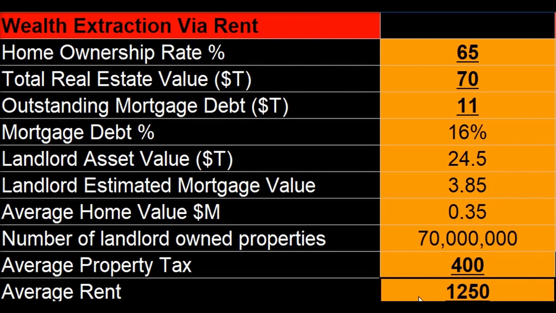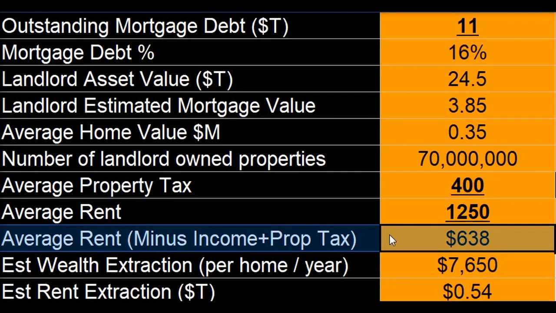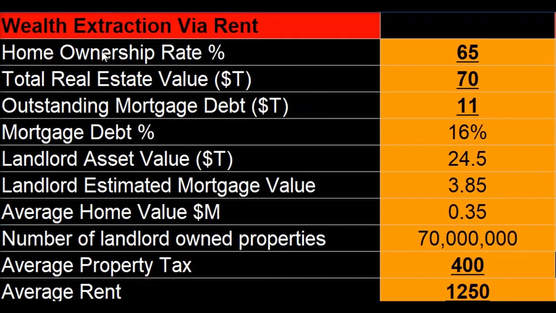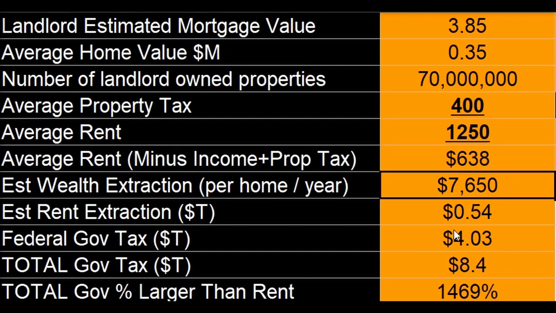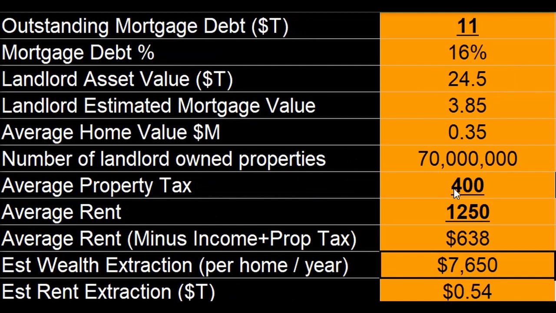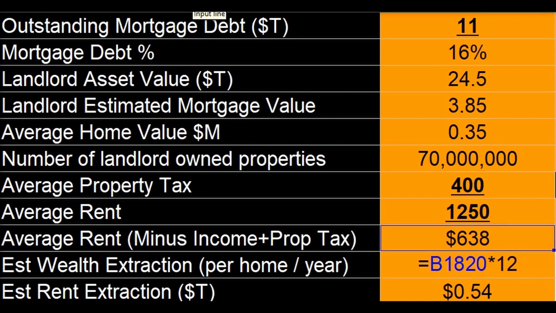This is your average rent. Pull it off the internet. After your minus income and property tax, because this is not included in the wealth extraction because the landlord's paying it. This reduces your monthly rent down to $638 a month from $1,250. Multiply by 12, this is how much money your landlord is earning off of you if he does not have a mortgage. So I actually should reduce that by 16%.